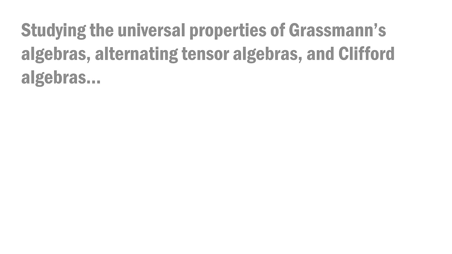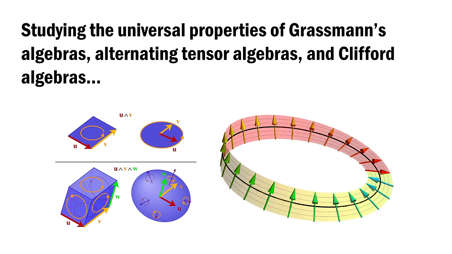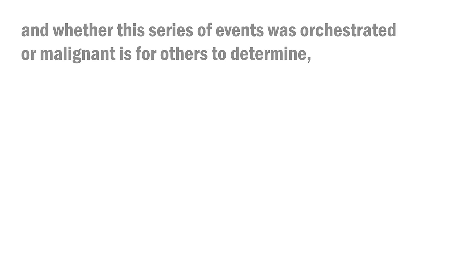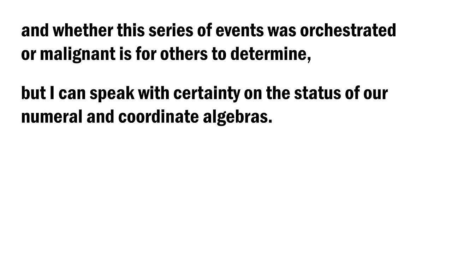Studying the universal properties of Grassmann's algebras, alternating tensor algebras, and Clifford algebras, these all being categorical quotients of freely generated tensor algebras, illuminates the student and reveals the great deception that we have allowed ourselves to slip into. And whether this series of events was orchestrated or malignant is for others to determine, but I can speak with certainty on the status of our numeral and coordinate algebras. They are curious artifacts, and we are ants toying with scraps of the logos.